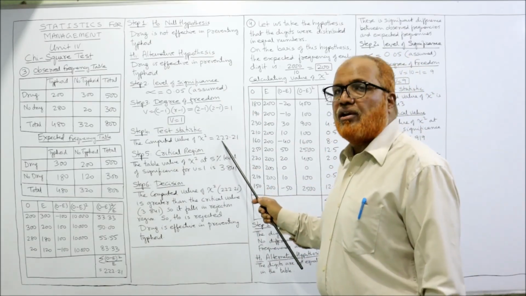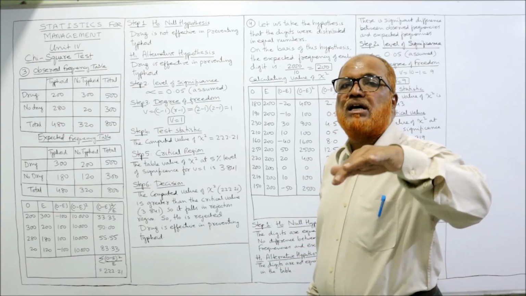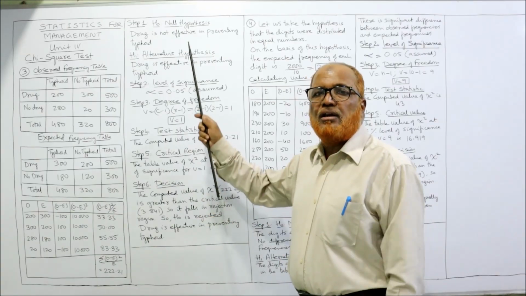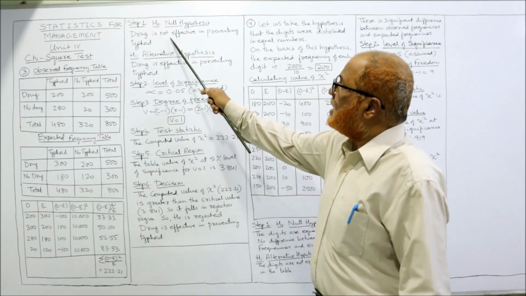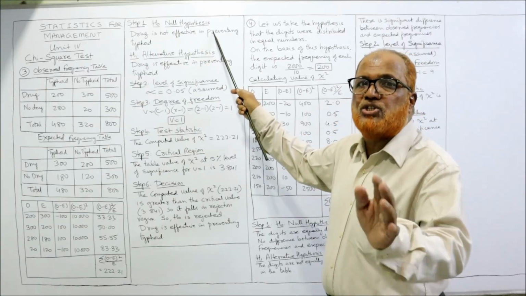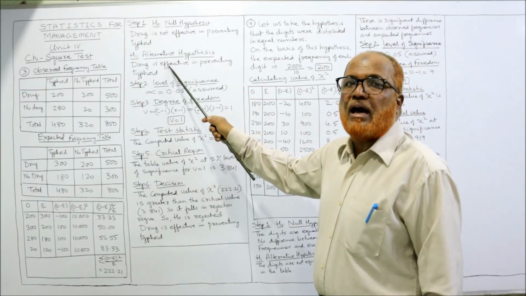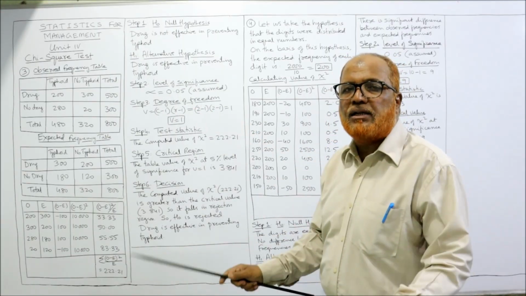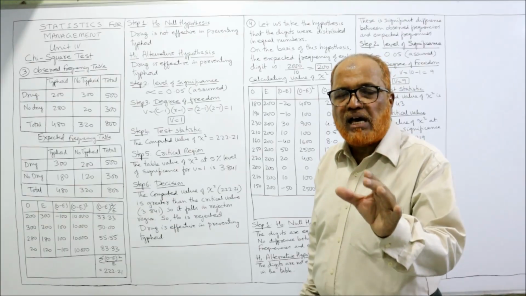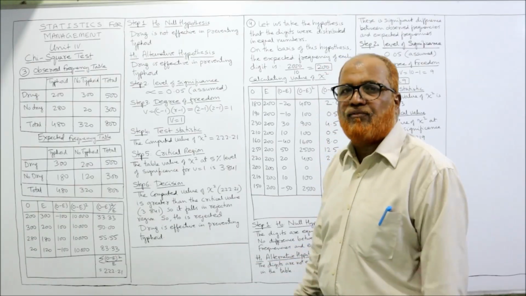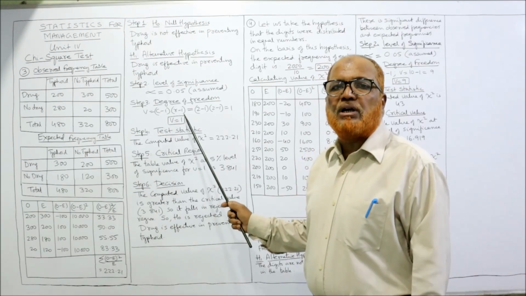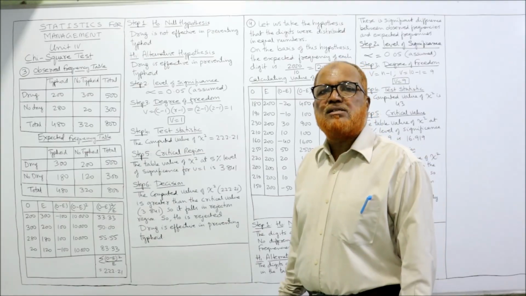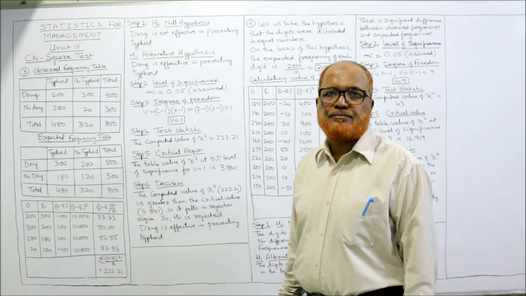When the computed value is greater than critical value, the value falls in rejection region, and the null hypothesis is rejected. This hypothesis, drug is not effective, is rejected. Then the alternative hypothesis will be accepted. What is this? Drug is effective in preventing typhoid. The ultimate conclusion: the drug is effective in preventing typhoid because the computed value is greater than the critical value. That's all. This is the end of problem number 3.